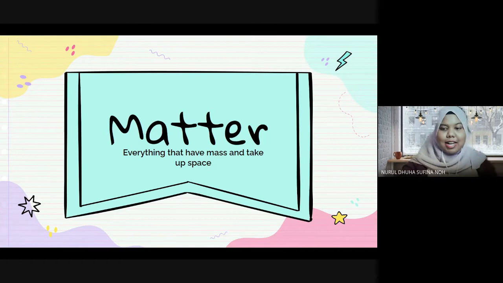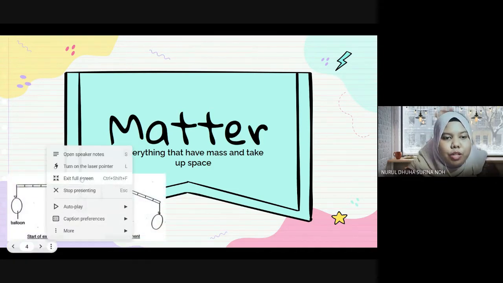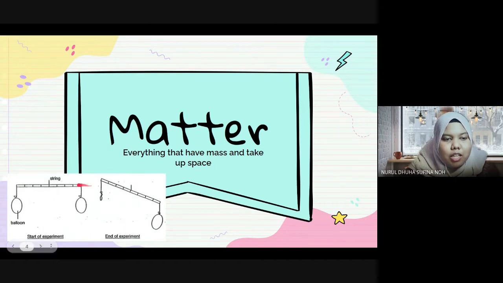And lastly is gas. As you can see here, I provide you with one picture. In this picture, at the beginning of the experiment, the balloon scale is stable. But when we poke one balloon, at the end of the experiment, the balloon scale is unstable. So it shows that gas also has mass and it also takes up space, which we can measure its volume. Do you understand, everyone?